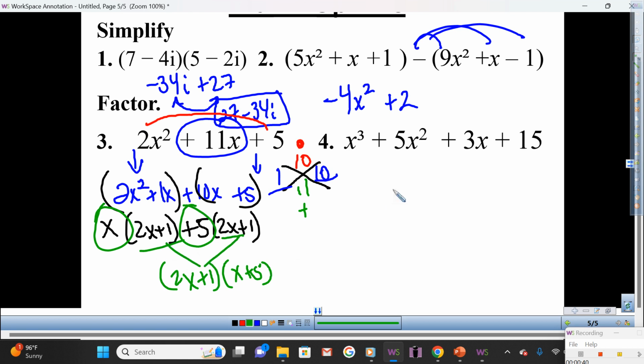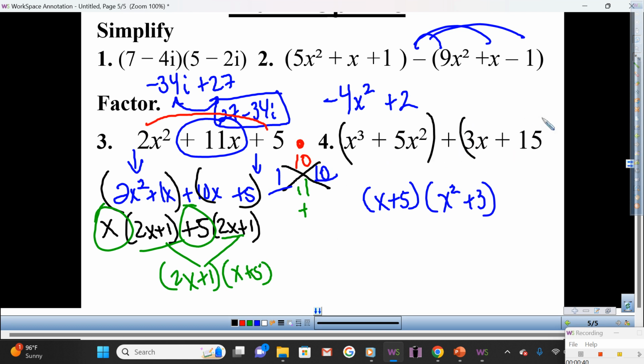Number 4. Laura, what did you get for number 4? Factors. X plus 5 plus 3. All right. Hands, have you got that? Looks about right. Let's double check.